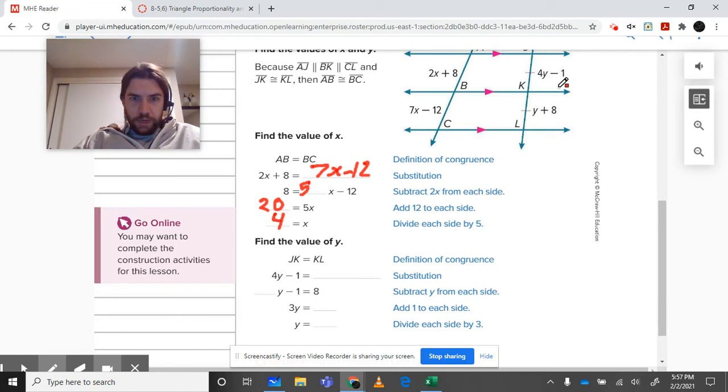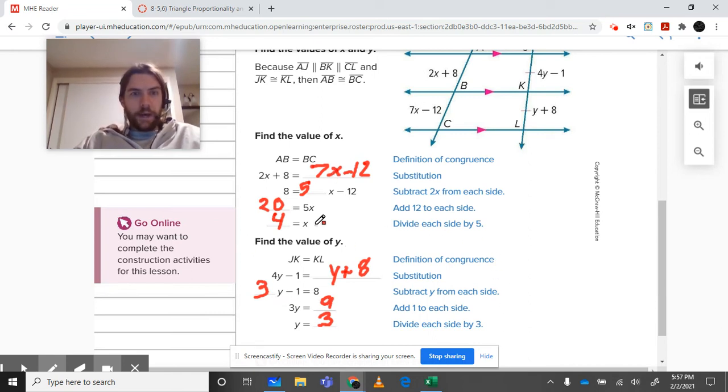We'll do the same thing on the right side. So 4y minus 1 should equal y plus 8. Subtracting y from both sides would leave only 3 y's on the left. Adding 1 to each side would get our 3 y's by themselves and would show that they equal 9. And then dividing each side by 3 would say that each y by itself was equal to 3.